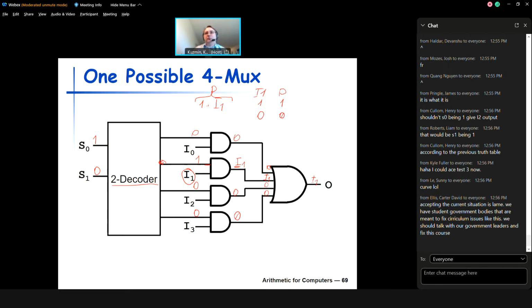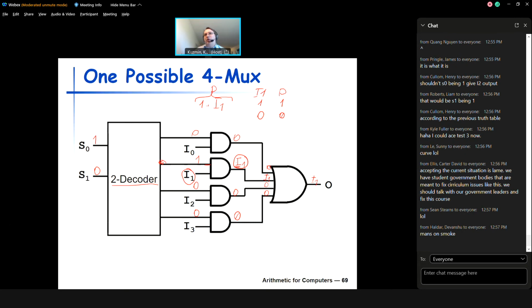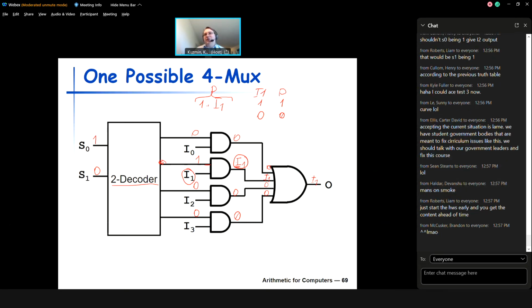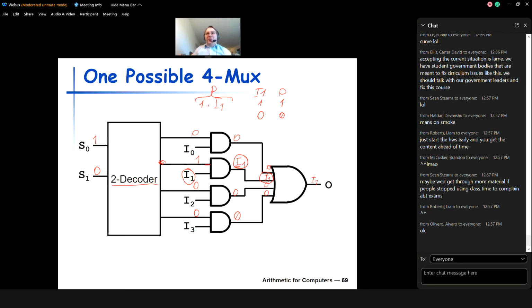That's why we write I1 as the output here. And then since all other AND gates output 0, this OR gate will always have 3 zero inputs and 1 input repeating this I1. All right, so that was the multiplexer.